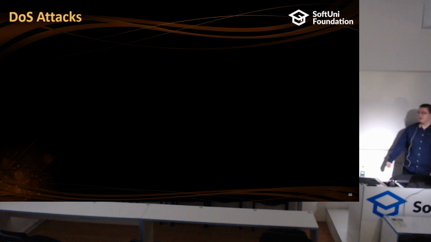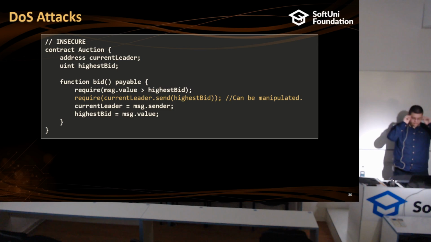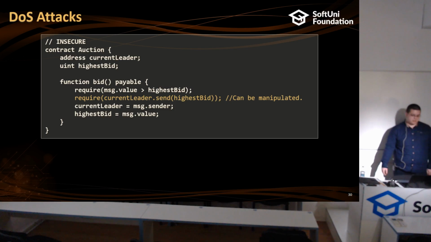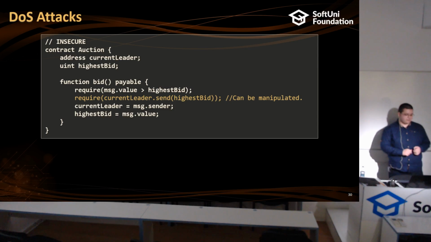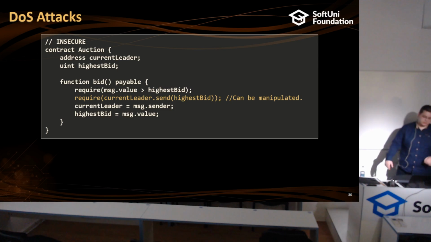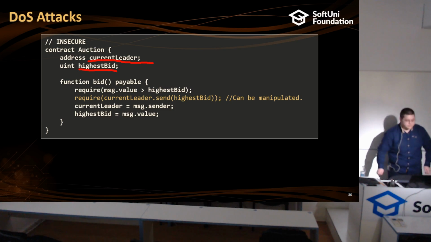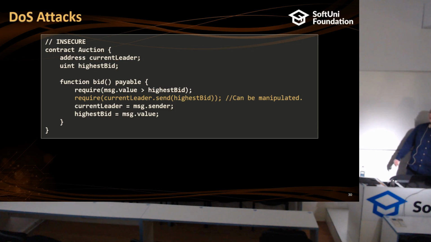So the next attacks that we are going to see is the denial of service attacks. Pretty much there is a possibility, if you haven't written your code correctly, for the hacker to actually deny the service of your contract. For instance, here's a very simple auction contract, and what it does, it stores the current leader and it stores the highest bid, of course. So it basically keeps track of who is the highest bidder. And there's a simple function that what it does is it bids on the item.